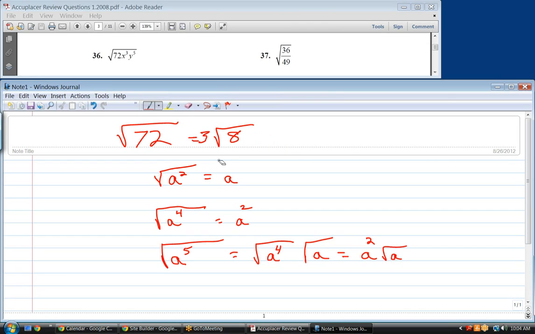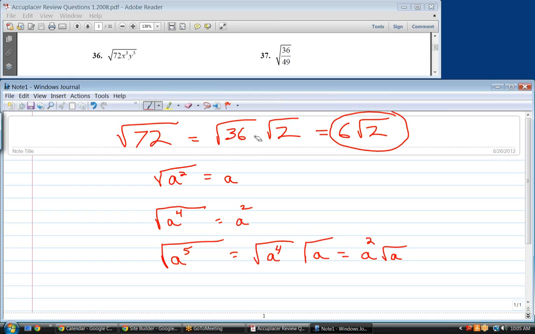But it's not simplified as much as it can be, because I can actually find 2 factors for 72 where one of them is an even bigger perfect square. 72 is 36 times 2. So this becomes 6 square roots of 2. And that's the answer for the square root of 72. That's simplified as much as it can be.